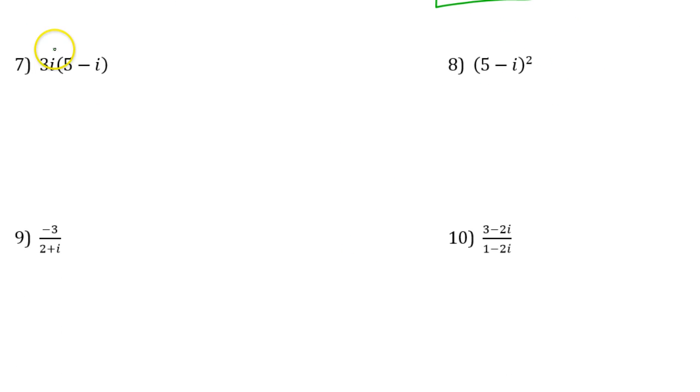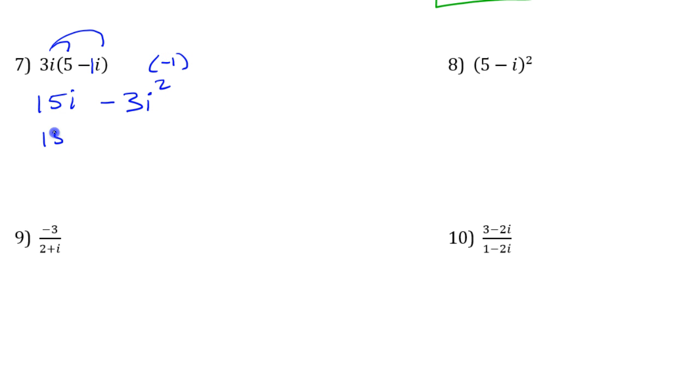Okay, for number 7, we need to do the distributive property right here. So if I do 3i times 5, that is 15i. Now 3i times -i, think of this as a -1. That's going to give me -3, but I will have i squared because I have i times i is i squared. Now you must know that i squared is -1.